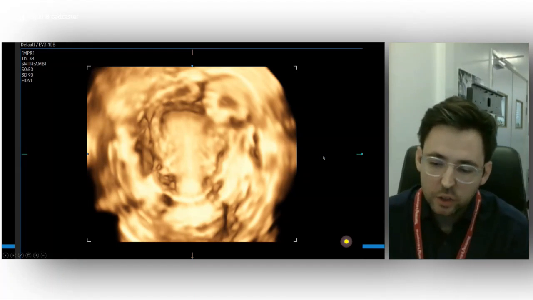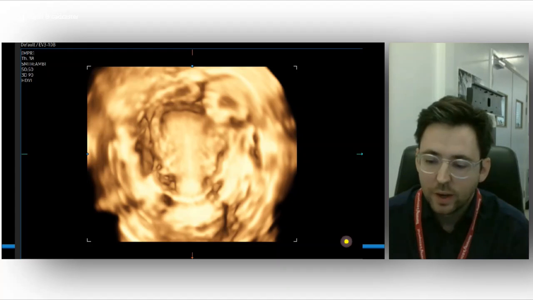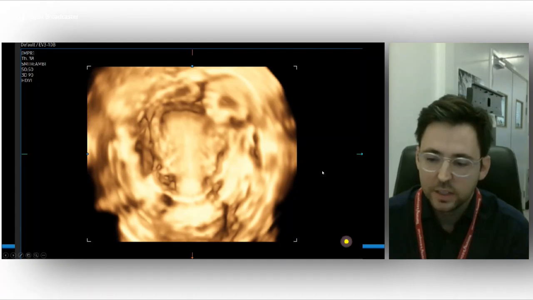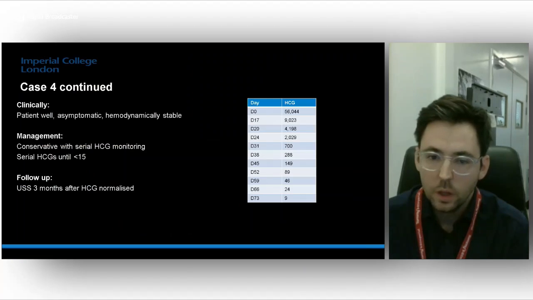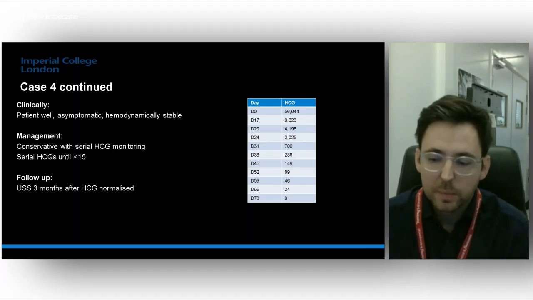Again, there's diagnostic criteria, including visualization of an interstitial line and the continuation of the myometrial mantle around the ectopic sac, but as we've discussed previously, this hasn't been fully validated. Due to her falling HCG and already having 2 weeks of expectant management from the date of her surgery, she had continued expectant management with close HCG follow-up over the next 2 months.